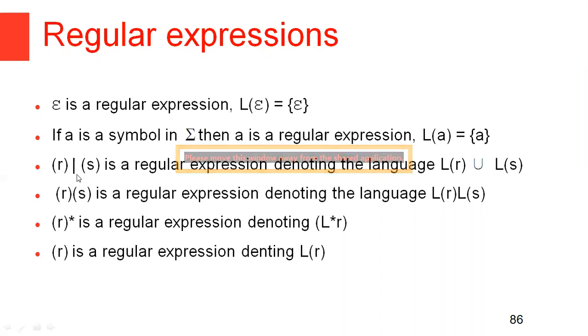So here small r or small s is a regular expression denoting the language L of r union L of s, and also r dot s is a regular expression denoting the language L of r dot L of s. That means the concatenation of two languages. r is one language and s is another language. Taking those two regular expressions, we have concatenation. Next, r star is a regular expression denoting L of r star, and r is a regular expression denoting L of r.